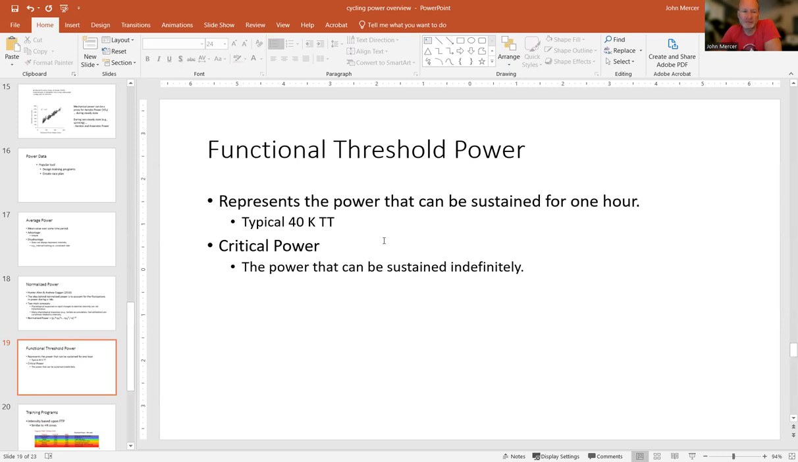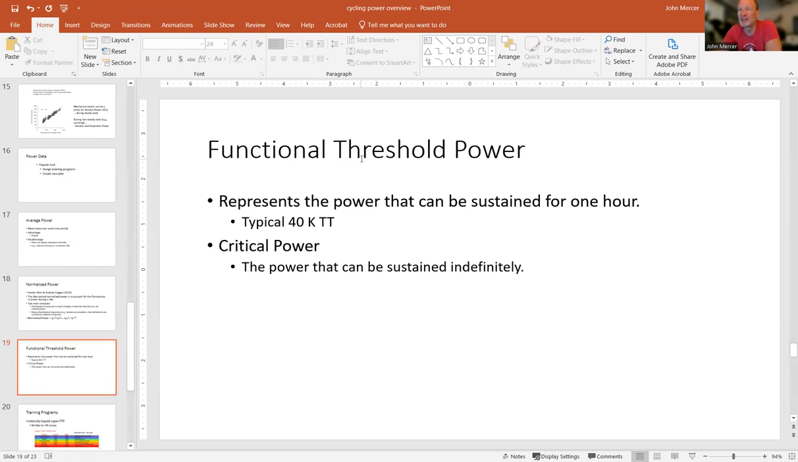Now, critical power is another term that's used, not as much in the cycling world, but in the research world. And critical power is the power that you can sustain indefinitely. So that's going to be much lower power. So the power that you can sustain for 1 hour is going to be whatever, 200 watts. This power that you can sustain indefinitely would be something that would have to be a lower intensity.